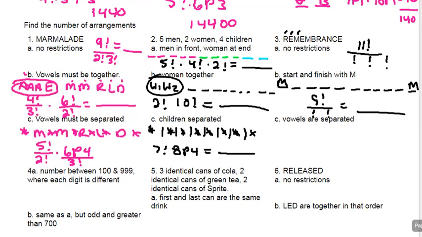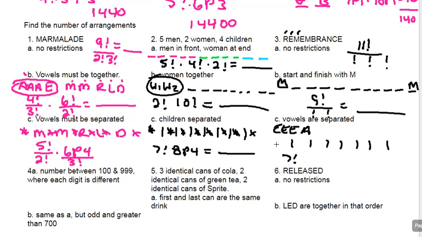Now, if the vowels are going to be separated, I'm going to do non-vowels first. Our vowels are going to be E, E, E, and A. So if I've got 11 letters, that means I've got to have 7 non-vowels: 1, 2, 3, 4, 5, 6, 7. Those are my non-vowels, and they can be arranged in 7 factorial ways.